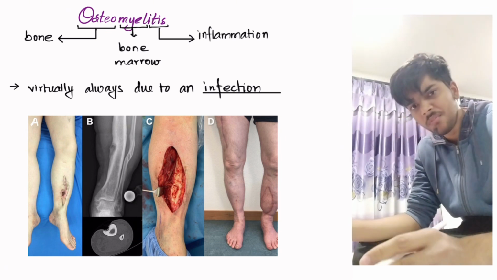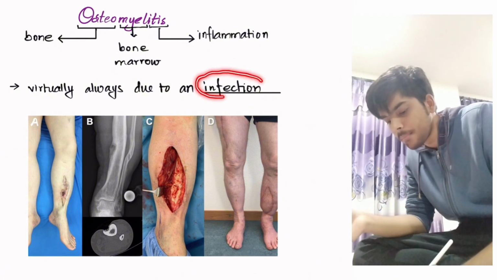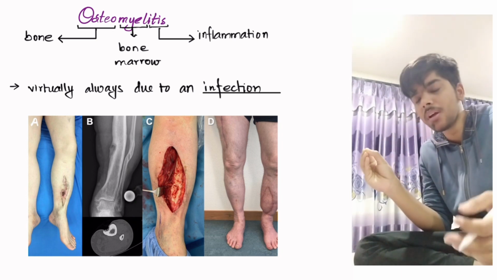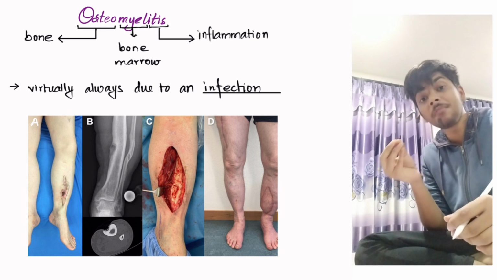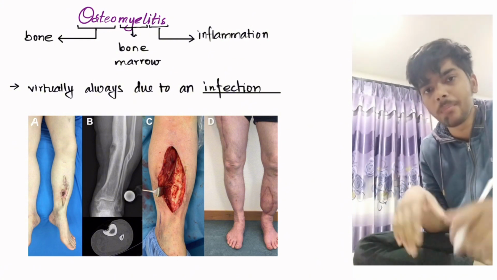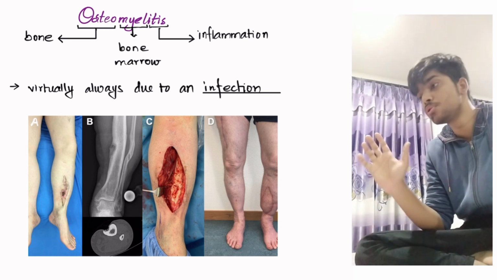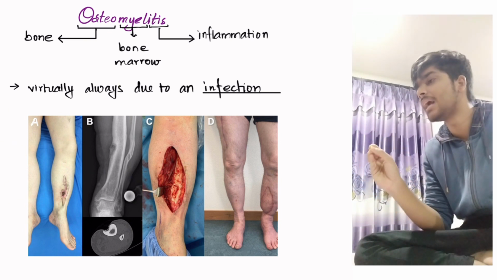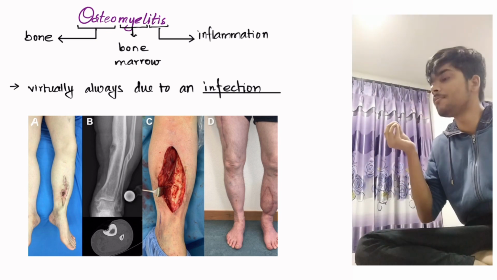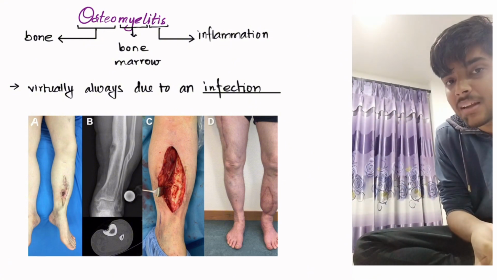Almost all the time, virtually always, osteomyelitis is caused due to an infection. So basically, a pathogen somehow, via any route, enters the bone and causes infection of that bone, and this infection results in the inflammation of the bone and its marrow. This is osteomyelitis.